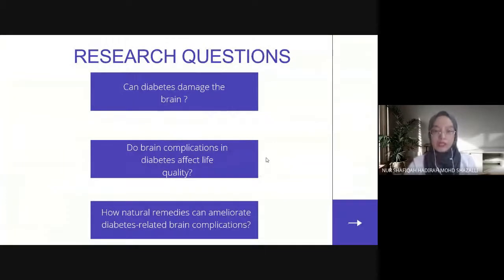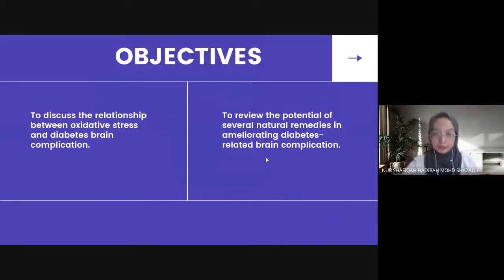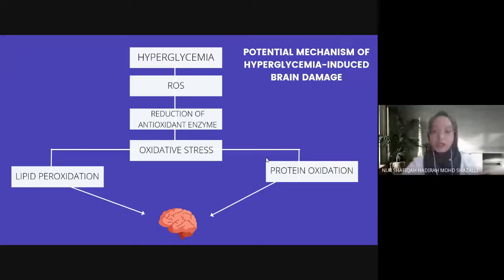My research questions are: can diabetes damage the brain? Will brain complications in diabetes affect quality of life? How can natural remedies ameliorate diabetes-related brain complications? The objective of this study is to discuss the relationship between oxidative stress and diabetes brain complications, and to review the potential of several natural remedies in ameliorating diabetes-related brain complications.